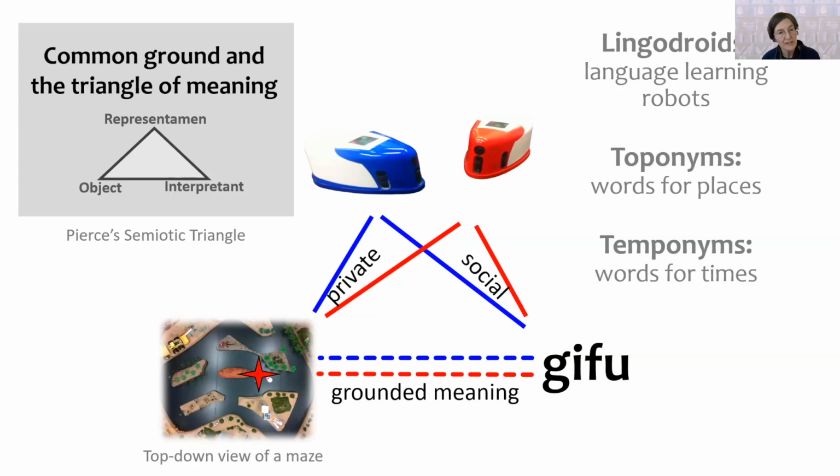And it can do the same thing as color, where it can use the same term in a small region, and there will be different terms across the whole of space. So toponyms are words for places, temponyms are words for time, and you can play this with time as well.